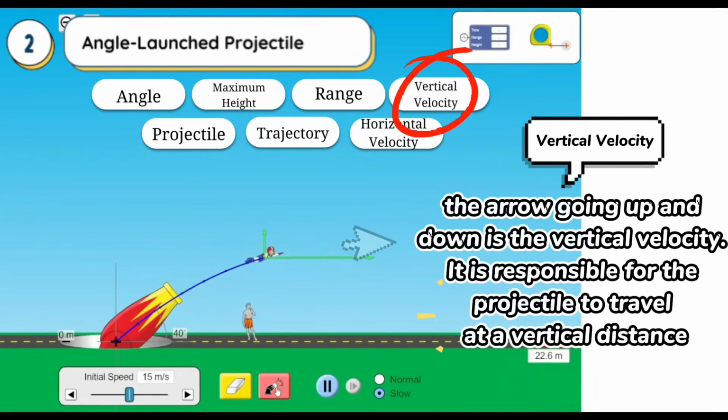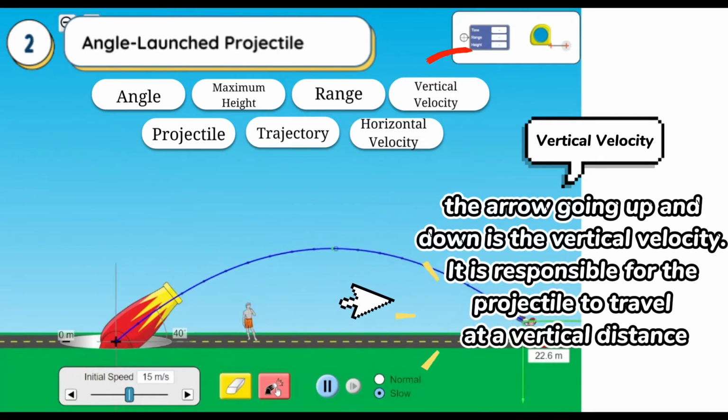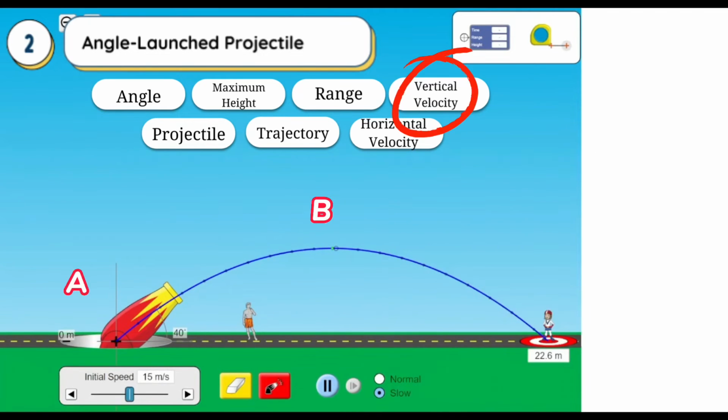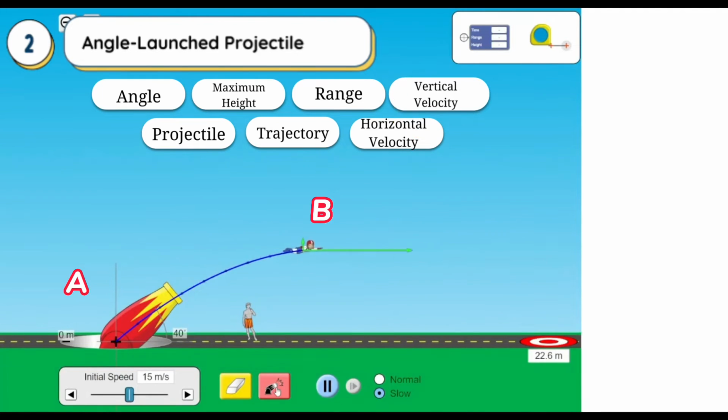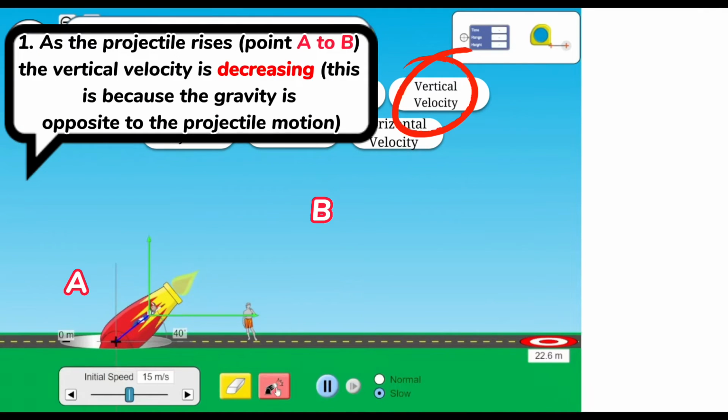The arrow going up and down is the vertical velocity. It is responsible for the projectile to travel at a vertical distance. Vertical velocity can be described in three parts. First, as the projectile rises from point A to B, the vertical velocity is decreasing. This is because the gravity is opposite to the projectile motion.